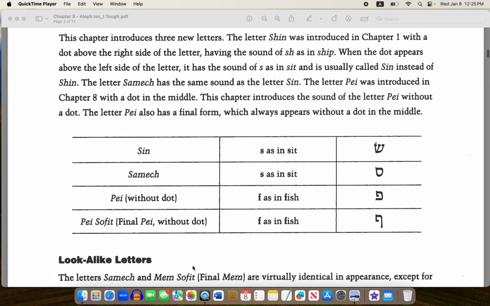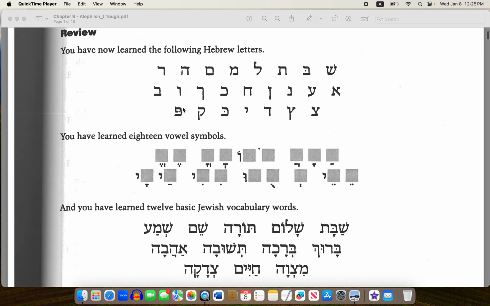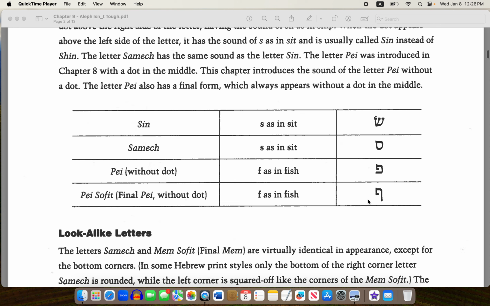On to the next page. We have 4 new letters. We have the letters Sin, Samech, Fe, and final Fe. This note here, pay without a dot, that's not a thing. Just refer to it as Fe. And then final Fe. They look very similar. You'll remember we learned a letter earlier last week, the letter Pay. I like to tell kids Pay has a penny. Okay? So Pay is going to have a dot. Fe does not have a dot. And then when it comes at the end of a word, a final Fe, you're just going to close to a F sound.